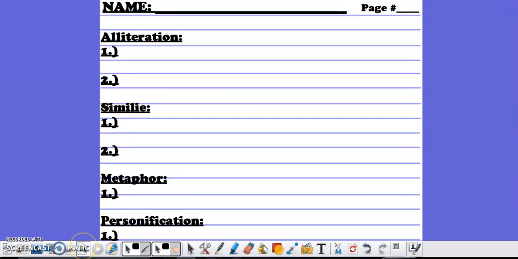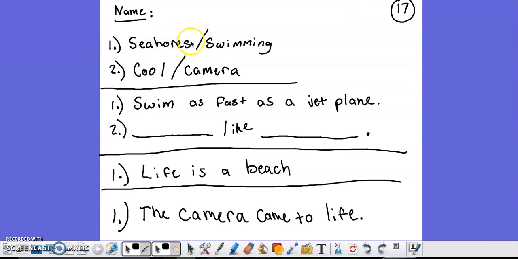After you have done that, your page will look something like this, only more organized. You can see that I looked at a specific picture and I started to write down words that could alliterate that I saw in the picture, like cool and camera or seahorses and swimming. I wrote down an example of one of the similes I thought that I could make based on the fish swimming as fast as a jet plane. Then the next one I wanted to use the word like. You could also see that I used the metaphor life's a beach or the camera came to life for personification in my last example here.